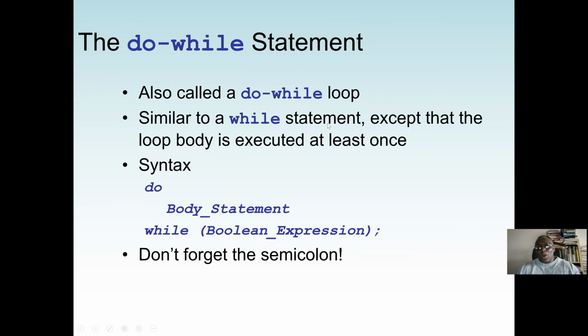So next is the do while loop. Now, the do while loop guarantees that we are going to execute the statement at least once. So do while loop means do something first. We can see the syntax here: do, execute the body statement before we check the condition. And don't forget the semicolon here, very important.